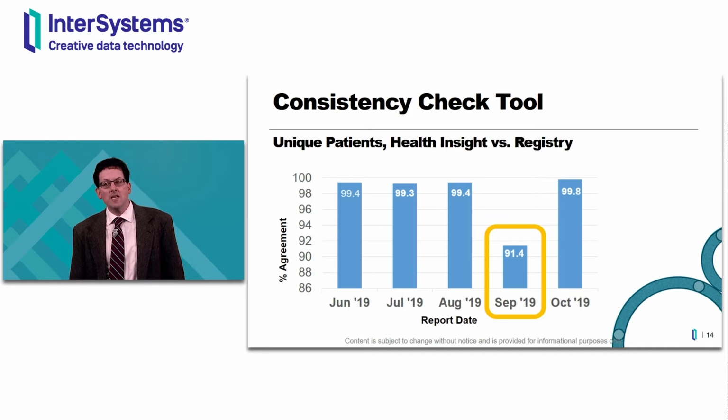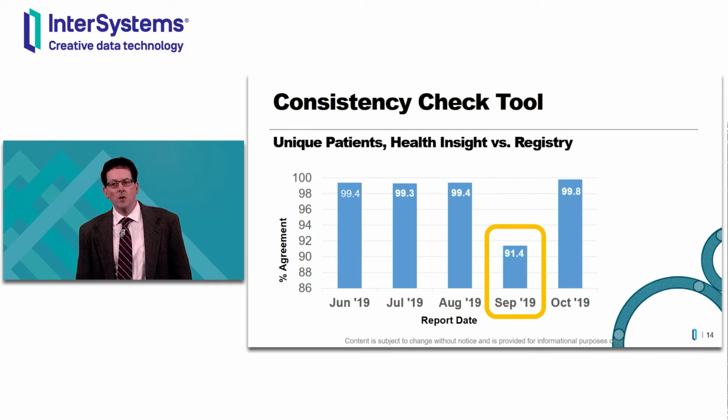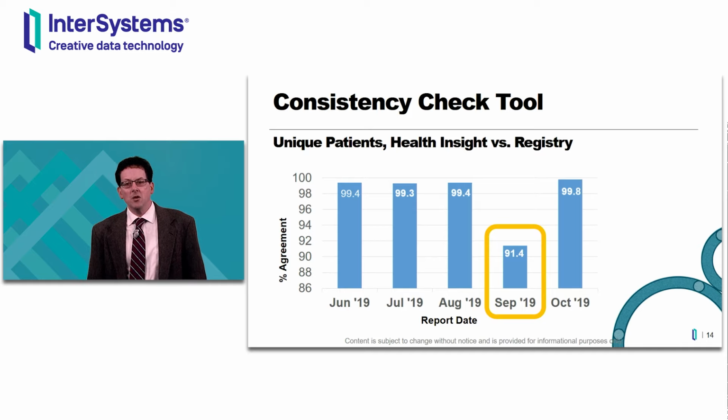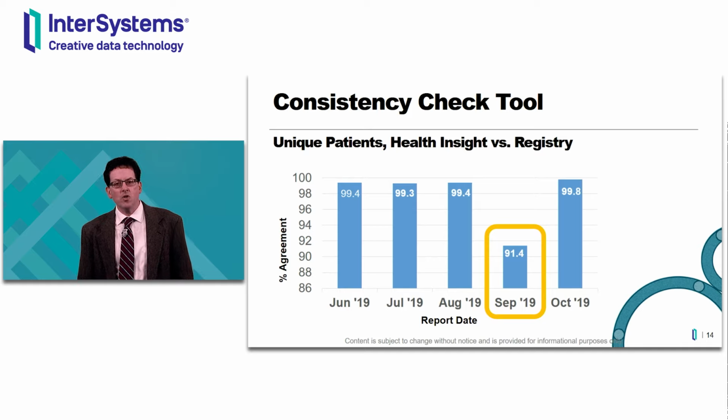It's used to collect baseline data over a defined period, say a month, then compare later reports to the baseline. This example surfaces a drop in unique patients during 1 month, September 2019, which can then be investigated.